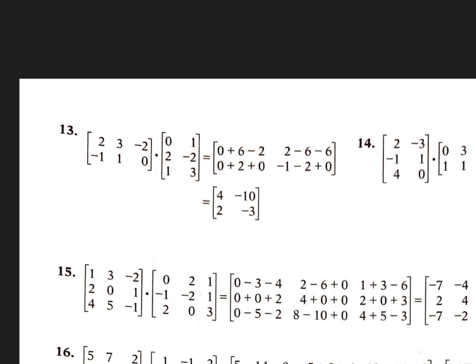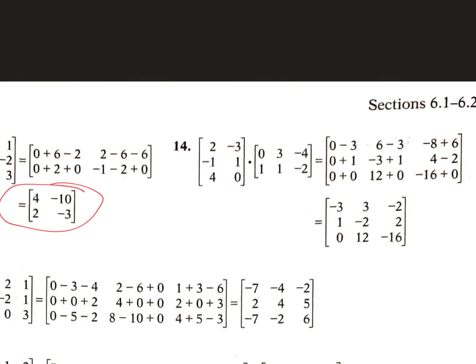Then you have -1 and 0 to get 0. 1 and 2 is 2. 0 and 1 is 0. Then -1 and 1 is -1. 1 and -2 is -2. 0 and 3 is 0. So your final solution is 4, -10, 2, and 3.